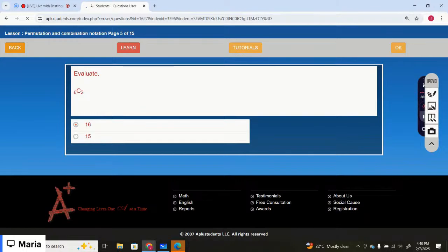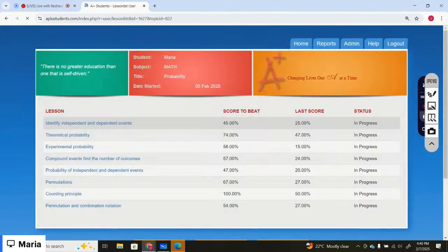So we were working on grade 9 math. The chapter we were working on is probability. The lessons we have covered today are probability of independent events, permutations, counting principle, permutations and combination notation.